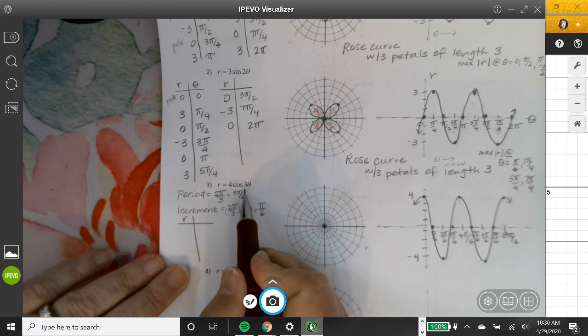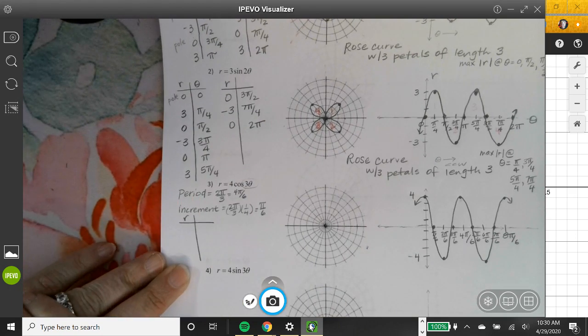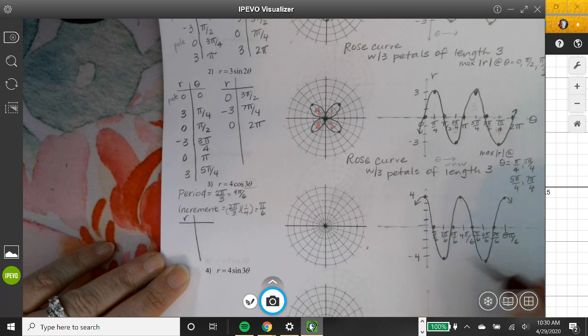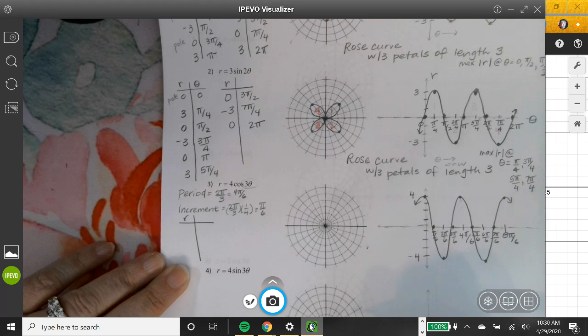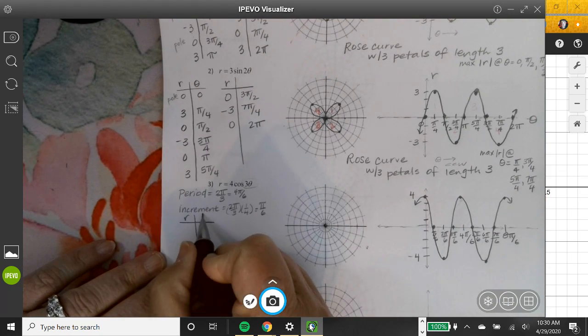First of all, how many petals are we expecting? Well, expecting 3, aren't we? So where do you think we're going to have to stop? Well, I'm going to suggest to you that this is a full petal here. This is a full petal. And this is a full petal, but I started with half a petal. So I'm probably going to have to stop maybe here, but we'll see. Let's predict. All right, so r theta.